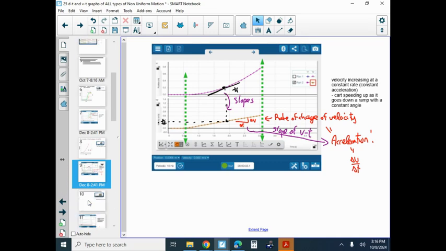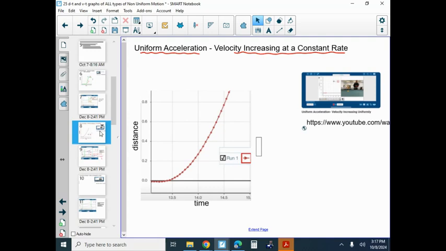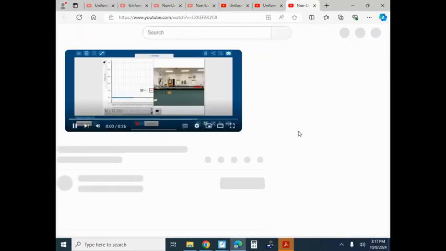All right, keep going. Let's look at non-uniform motion. So this one was uniform acceleration, right? This one is non-uniform acceleration. And we're going to have our velocity increasing more and more. So think about what you would do to make that happen.